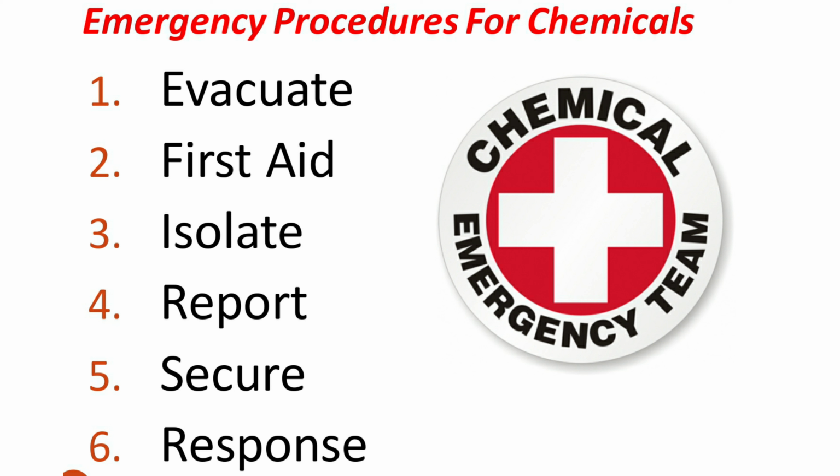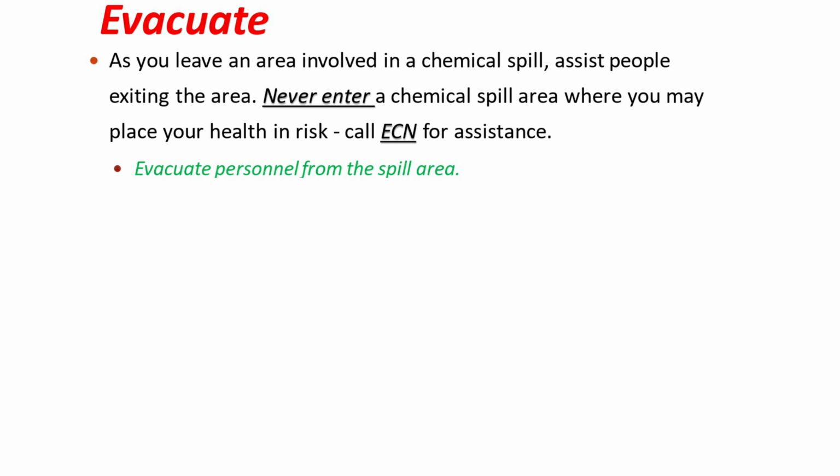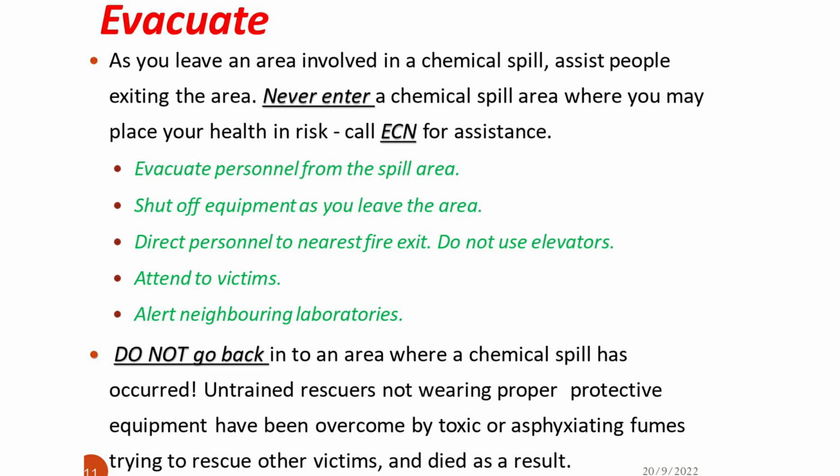Emergency procedures for chemicals. 1. Evacuate. 2. First aid. 3. Isolate. 4. Report. 5. Secure. 6. Response. Evacuate. As you leave an area involved in a chemical spill, assist people exiting the area. Never enter a chemical spill area where you may place your health at risk.